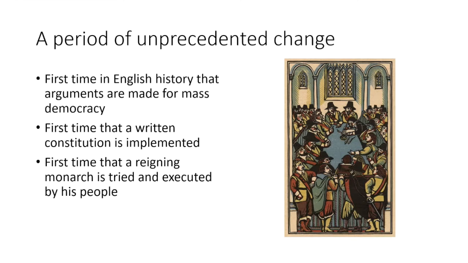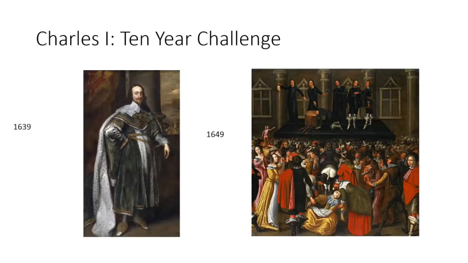It's the first time in our history that the idea of a written constitution was talked about, debated seriously, and finally implemented with the establishment of the Cromwellian Protectorate in 1653. It's also the first time in our history and the first time in European history that a reigning monarch was tried and executed by his own people. Charles I beheaded outside his banqueting house in January of 1649.